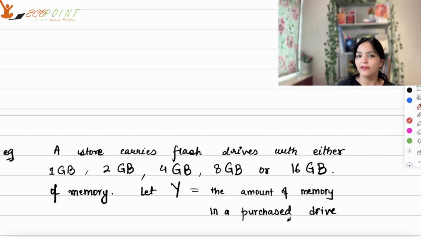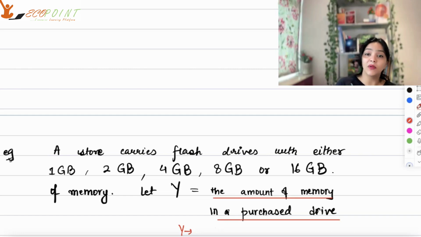A store carries flash drives with either 1 GB, 2 GB, 4 GB, 8 GB or 16 GB of memory. Let y, the random variable, be the amount of memory in a purchased drive. So somebody who's purchasing a drive from the store could purchase 1 GB, 2 GB, 4 GB, 8 GB, 16 GB. So there would be a probability attached to the customers. Okay. Now, what values can y take? Y is the amount of memory. So memory could be 1 GB, 2 GB, 4 GB, 8 GB, 16 GB.